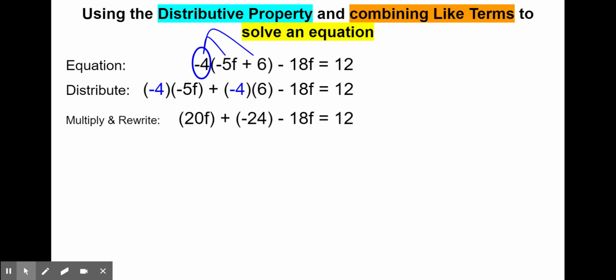Multiply out my -4 times -5f. Remember, constant times coefficient, because we have that -5f, -4 times. So we have 20f, and then we have our -4 times 6. Negative times positive gives us -24. And again, I bring down my -18f equals 12. Once I have this new equation, this is where I've finished with my distributive property. Now I can take a look at combining like terms.